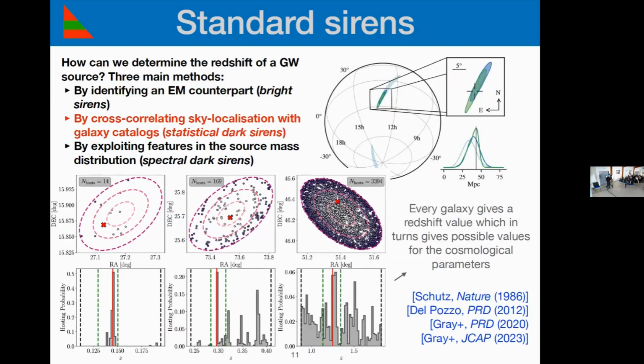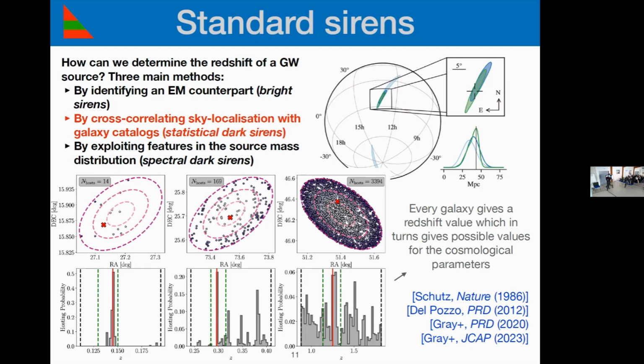If you don't get a counterpart, you have the second method here. The idea is the following. You still go and look in the sky localization region of your gravitational wave event. You take a galaxy catalog, and then you assign to each of these galaxies a probability that it's the host of your gravitational wave event.